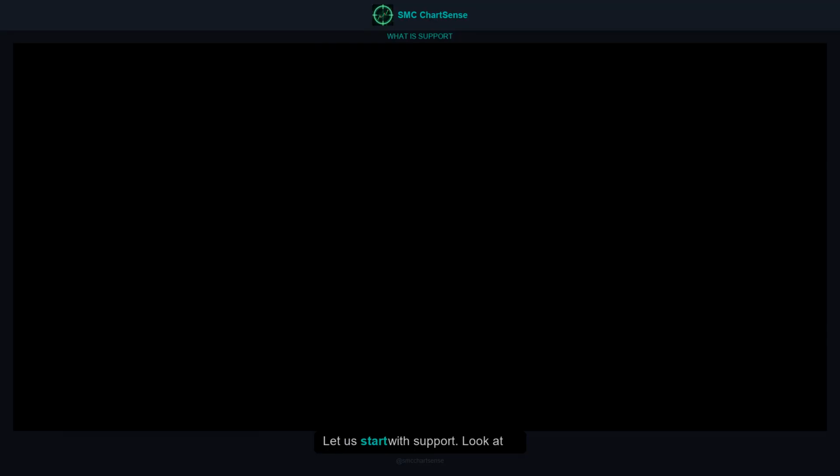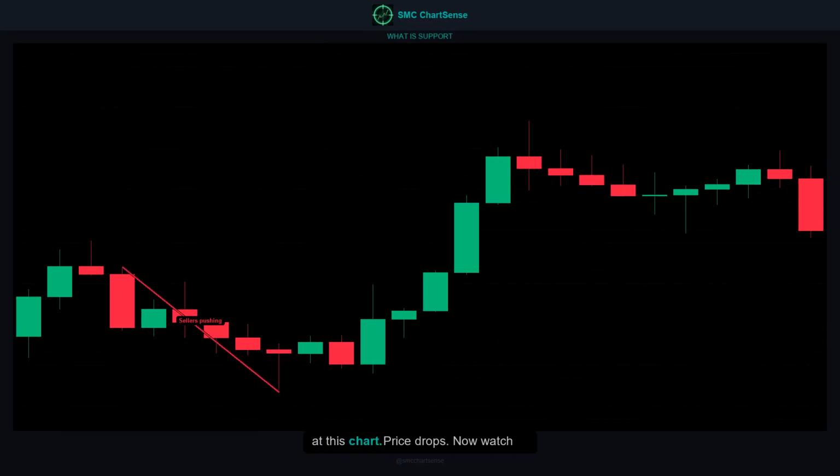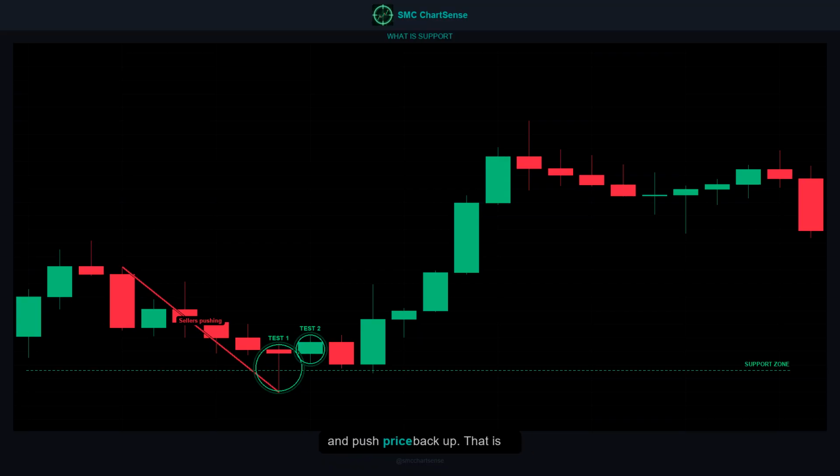Let's start with support. Look at this chart. Price drops. Now watch at the bottom. Price reaches this level, bounces, comes back, tests it again, bounces, a third time, same level. Each time buyers step in and push price back up. That is support, a level where buyers defend.